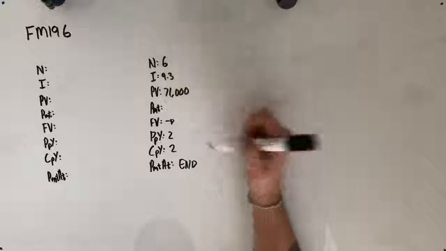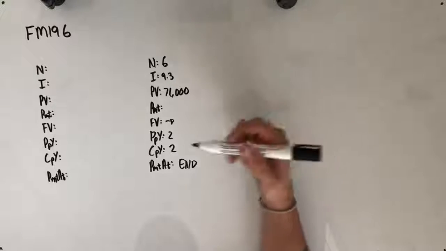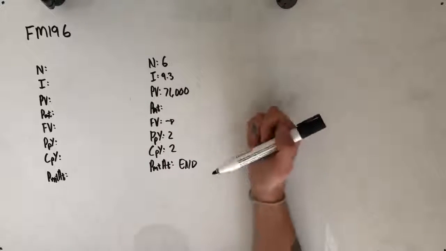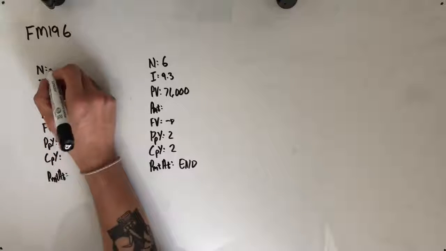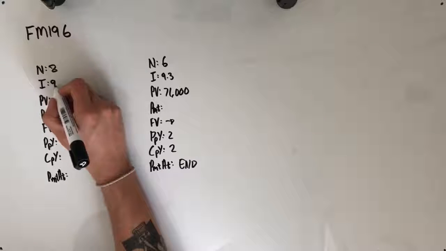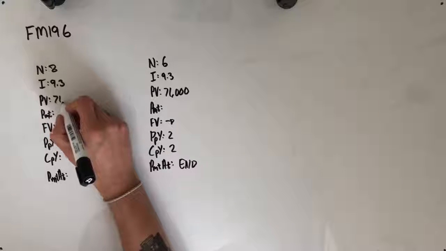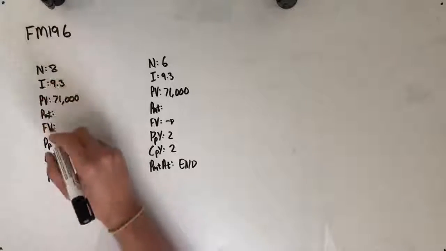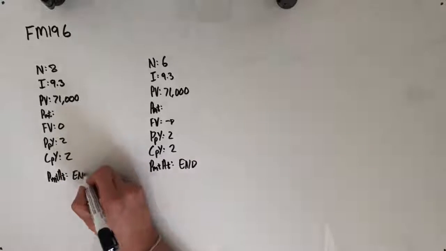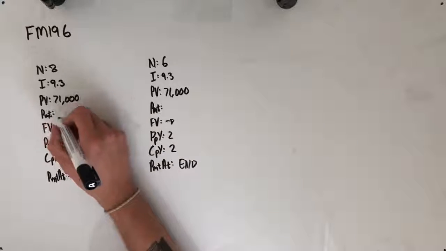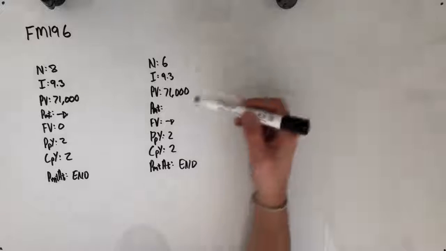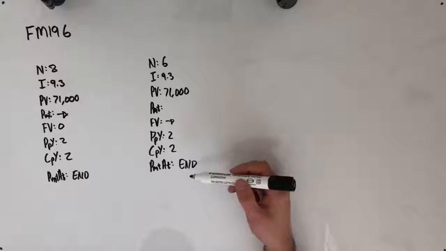So we need to think to ourselves, well, how can we figure out what that payment is? Well, what we do know is that this loan is paid off after 4 years. So if we change our Finance Solver slightly and we use 8 to use the full 4 years, we know that we've got a 9.3% interest rate. We're borrowing $71,000. We don't know the payments, but we know that after 4 years, our future value is 0. Still with 2 and 2 for the compounds and payments per year, biannually. So we can actually solve for the payments here and then use this solution for payments in the next step of the question.